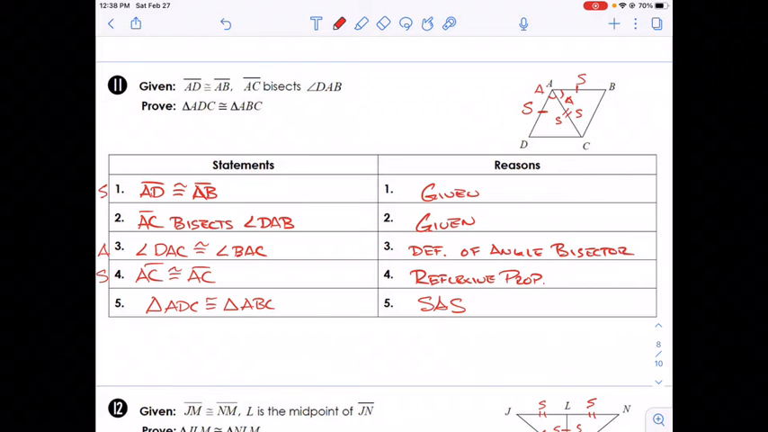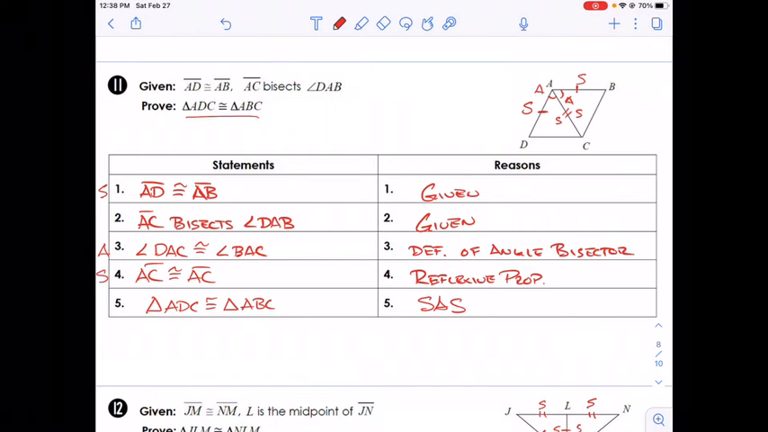Number 11, we have side AD congruent to side AB. That was given. AC bisects angle DAB, which was given. So what does that mean? Well, it means it splits it up into two congruent angles. So what are those angles? Well, we have angle DAC and angle BAC. Now, if you're ever not sure what goes together, use your congruency statement up here. Your congruency statement is going to let you know which parts match up. So that's one way to do this real quick and easy.